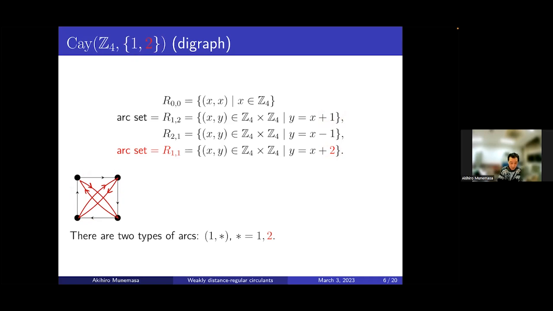And the only other relation is the difference -1, which is the opposite of the arc going in the other direction. We don't regard that as an arc, but we only regard differences 1 and 2 as arcs, because that's how the Cayley digraph is defined. And so there are essentially two types of arcs.